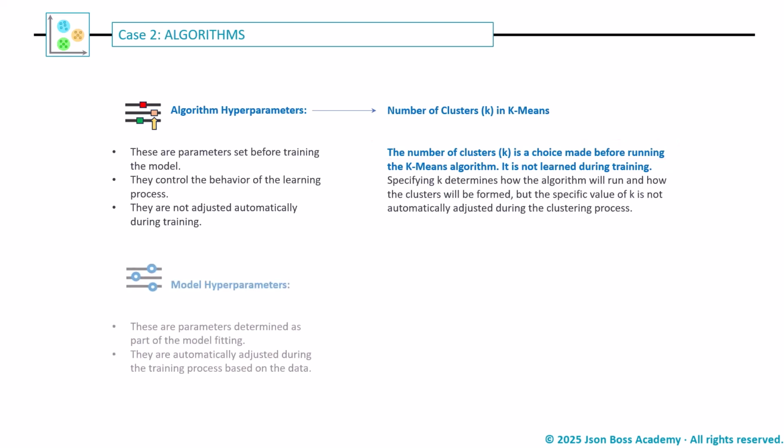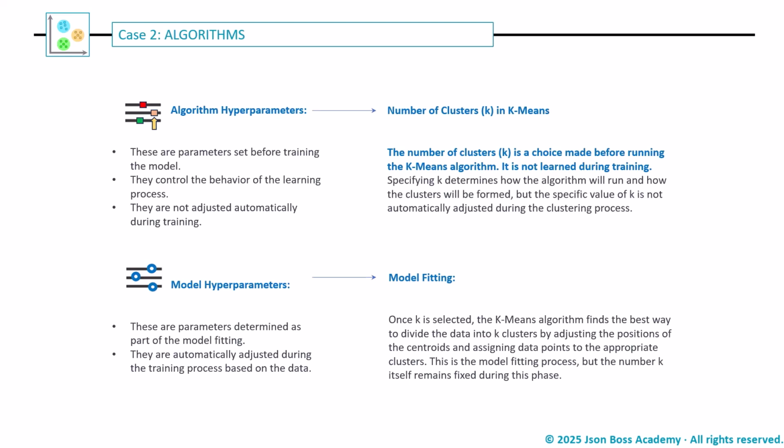On the other hand, model parameters are calculated and optimized by the model itself as it trains. Once K is selected, the K-means algorithm finds the best way to divide the data into K clusters by adjusting the positions of the centroids and assigning data points to the appropriate clusters. This is the model fitting process, but the number K itself remains fixed during this phase.